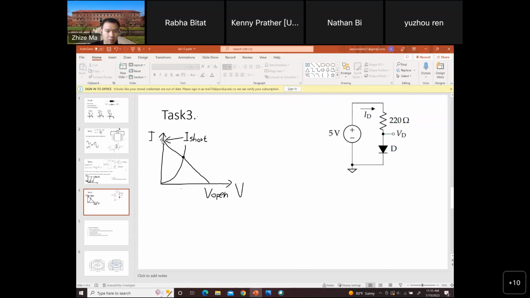Then you put these 2 points on the IV plot, and then you connect these 2 points together. This line will be your load line. So that's one of the methods you can use to plot the load line here.